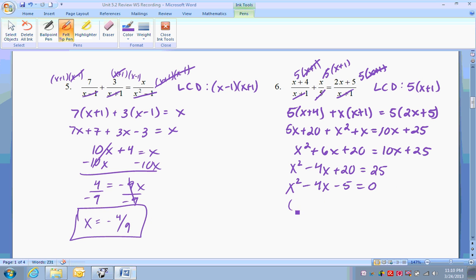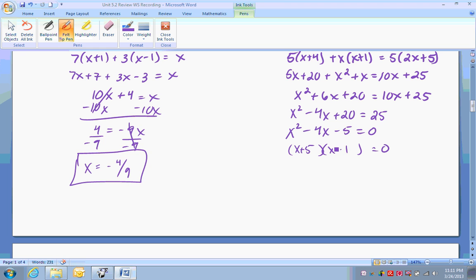Now that factors out to x minus 5 times x plus 1, because once again we looked for two numbers that multiply to the last term but add up to the middle. And that tells me my solutions are x equals positive 5 and x equals negative 1.